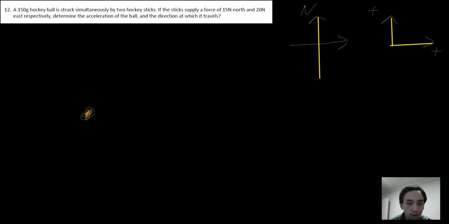Okay, so from here, let's draw some forces on our hockey ball. So we have an upward force going north of 15 newtons. We also have a force of 20 newtons going in the east direction, so to the right. Okay, so determine the acceleration of the ball and the direction in which it travels. Well, if you want acceleration over here, then what we need to find out is the net force on the ball. So let's find that out.